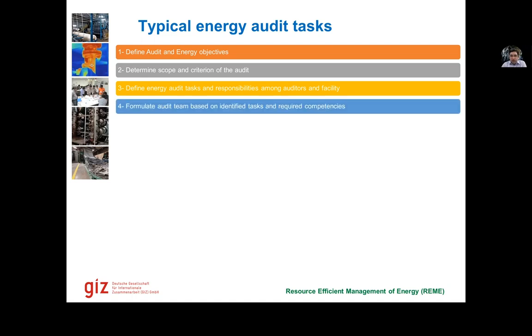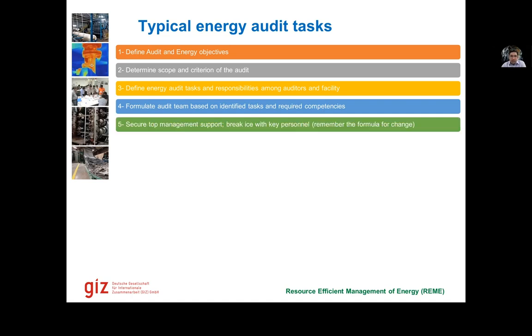Then formulating the audit team based on what tasks are needed and the scope and the audit objectives. Then we need to understand who are the experts that we need to include in our team, and who are the people in the factory that we need to include, and what tasks will be conducted by each of our team members. Then we secure top management support, break ice with key people. So we need to ensure that the key people, production guys, utility guys, are not against us, but they are with us. So for that, we need to break ice.